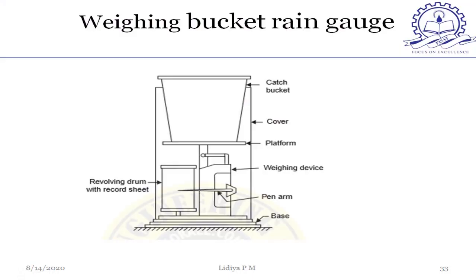Next is the weighing bucket rain gauge. It consists of a catch bucket in which the rainfall is collected. Then it is connected to a platform. The platform will start to move as the weight of the catch bucket increases by collecting the water. Then it is connected to a weighing device and a pen is connected to that. By the movement of the platform, the pen starts moving. The pen is connected to a record sheet which is placed over a revolving drum. Then the movement of the pen represents the rainfall data with respect to time. It is recorded over this sheet.